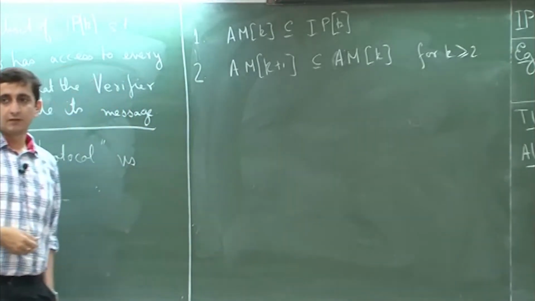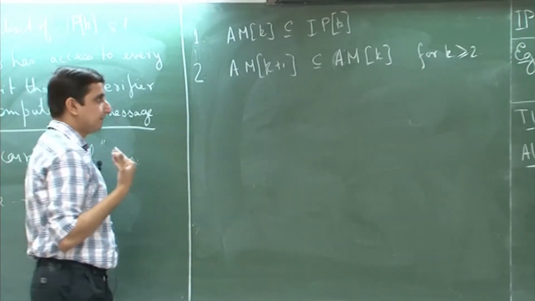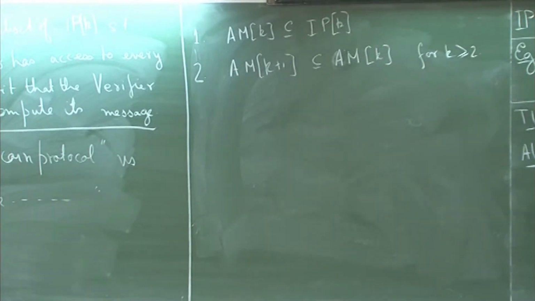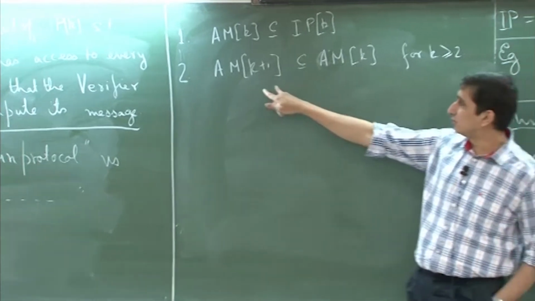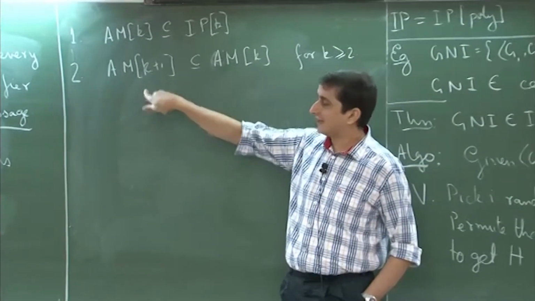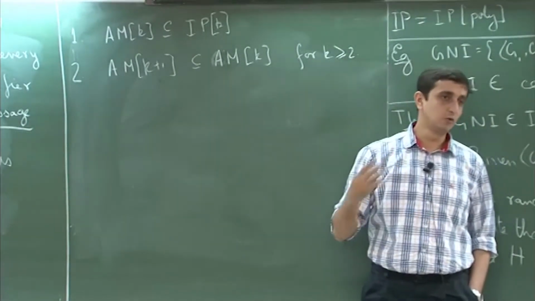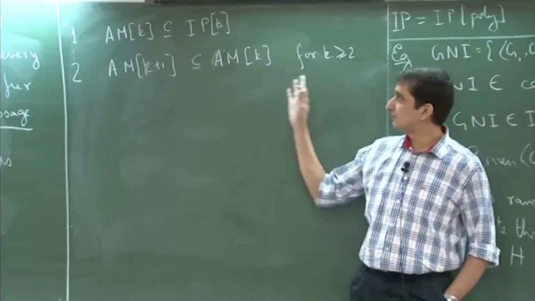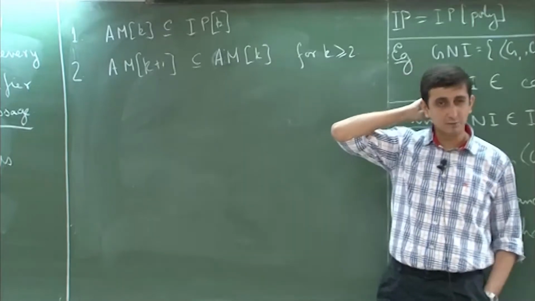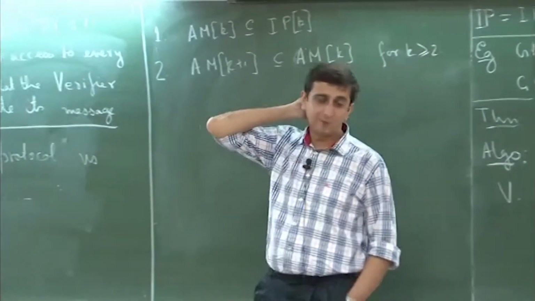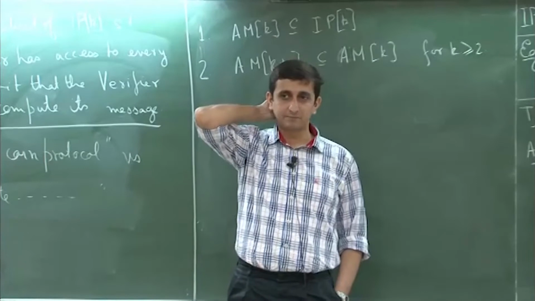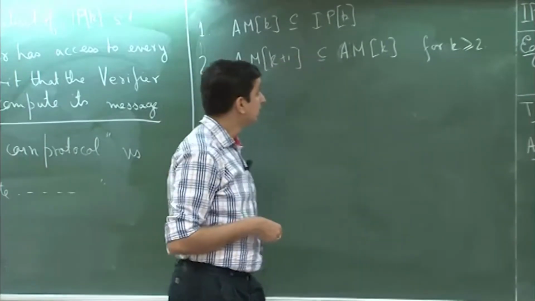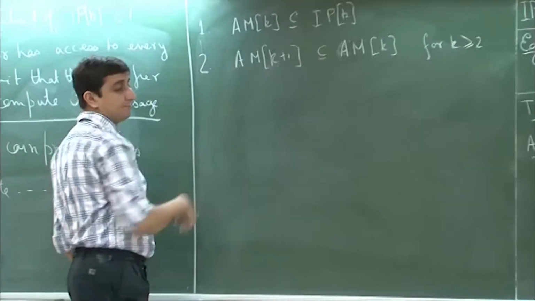So, any Arthur Merlin model with some constant rounds of interaction can be brought down to 2 rounds of interaction without any loss of generality. This is more non-trivial. You can try this out, but we will probably discuss a proof of this later. So, this k is always the number of rounds.